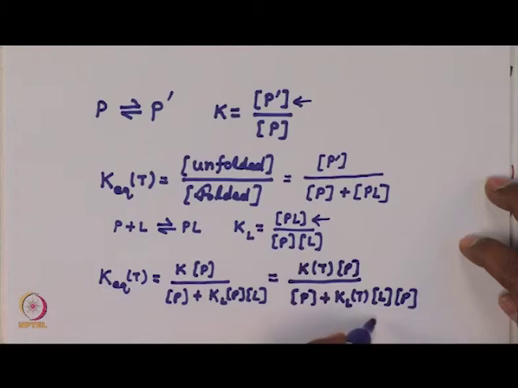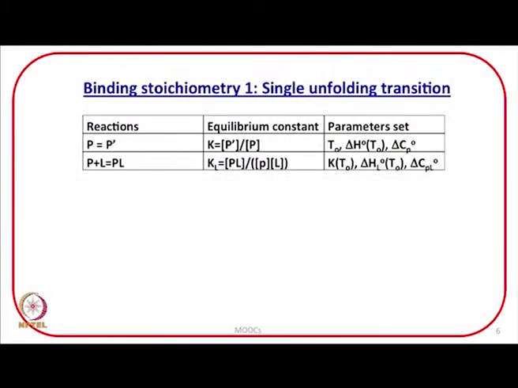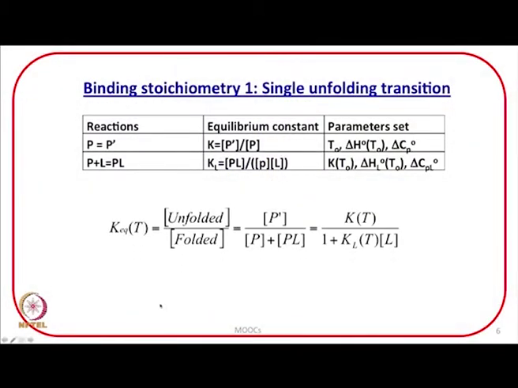So once you cancel this P everywhere, take a look at the slide. We come up with this equation, that K equilibrium at any temperature T is equal to K at any temperature T divided by 1 plus KL at any temperature T into L. That is the ligand concentration.